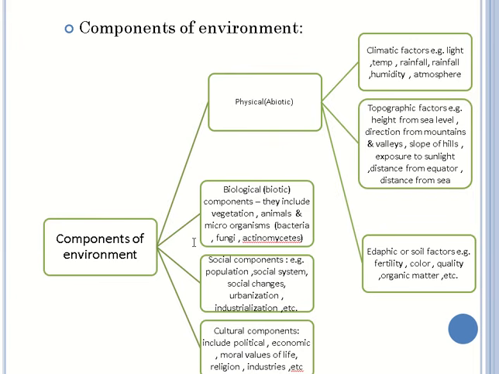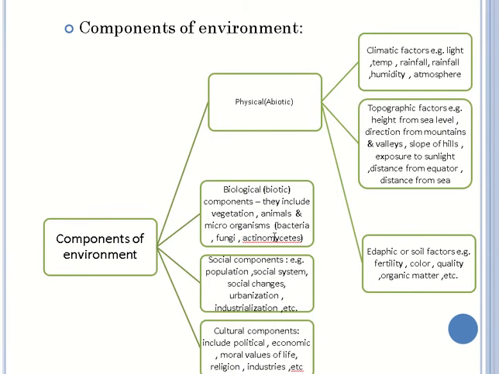Now, components of environment. There are four components of environment: abiotic, biotic, social, and cultural. Physical or abiotic component can be divided into three types: climatic factors, that is light, temperature, rainfall, humidity, atmosphere. Then topographic factors, that is height from sea level, direction from mountains and valleys, slope of hills, etc.